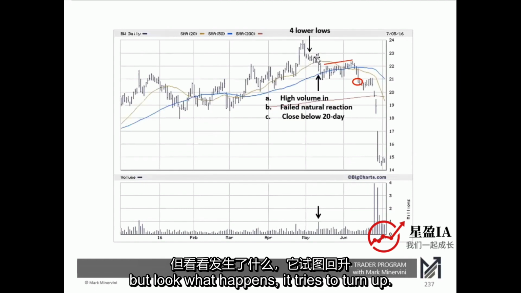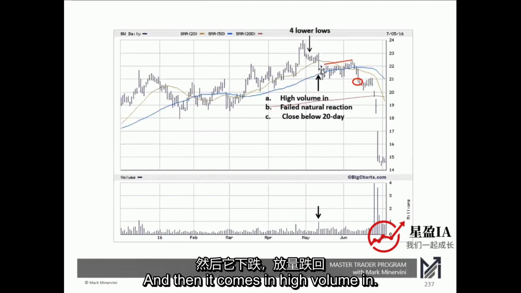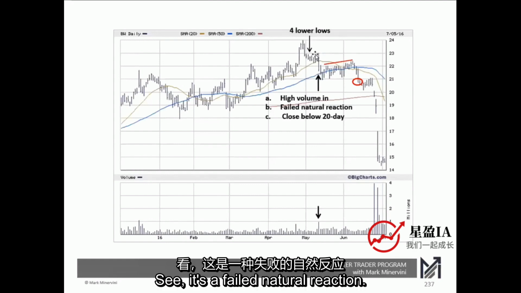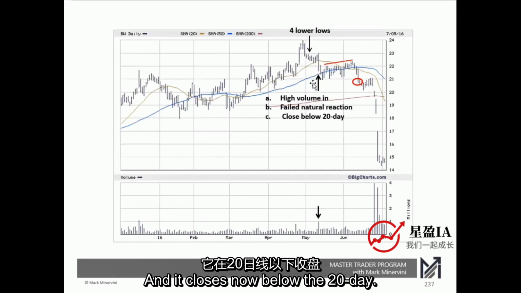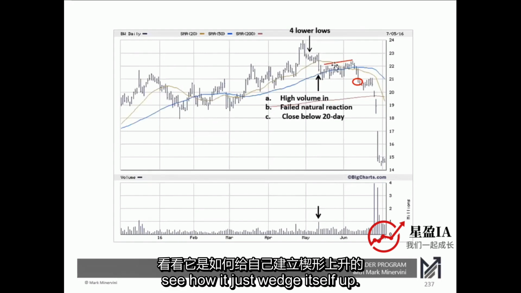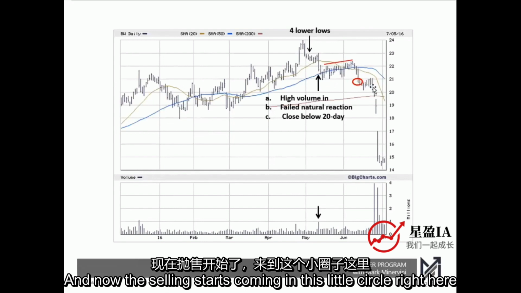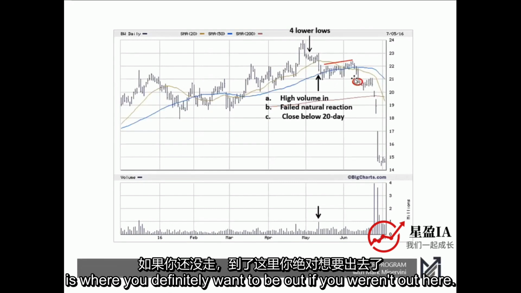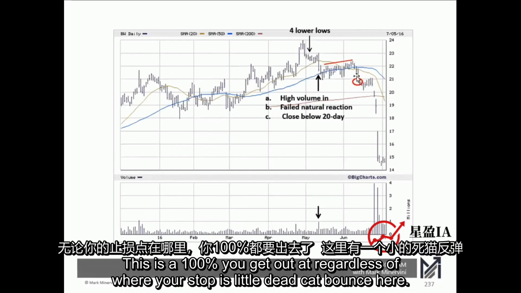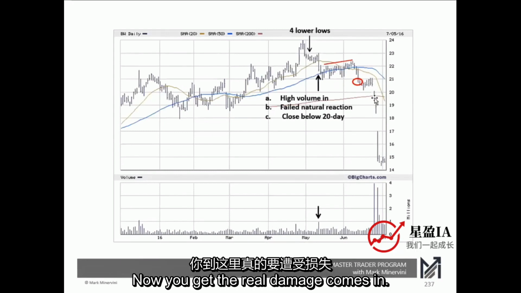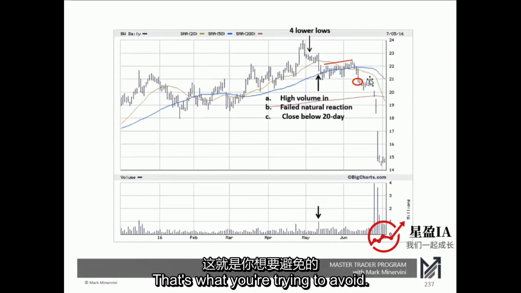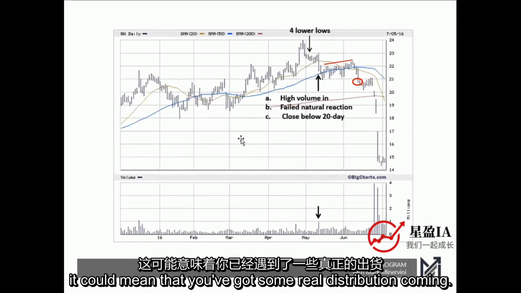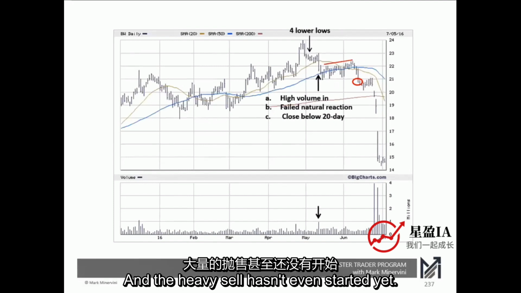But look what happens. It tries to turn up and then boom, it comes in. High volume in. See, it's a failed natural reaction. And it closes now below the 20-day and it can't rally. See how it just wedges itself up? And now the selling starts coming in. This little circle right here is where you definitely want to be out. If you weren't out here, this is a 100% you get out at, regardless of where your stop is. A little dead cat bounce here. And look, now the big selling comes in. Now the real damage comes in. That's what you're trying to avoid. When you start getting these violations, it could mean that you've got some real distribution coming, and the heavy selling hasn't even started yet.